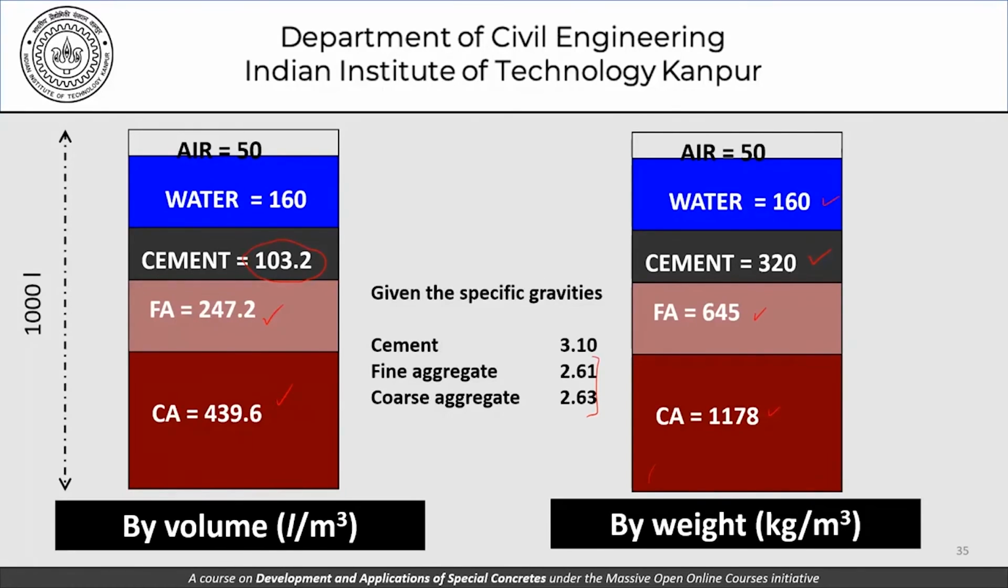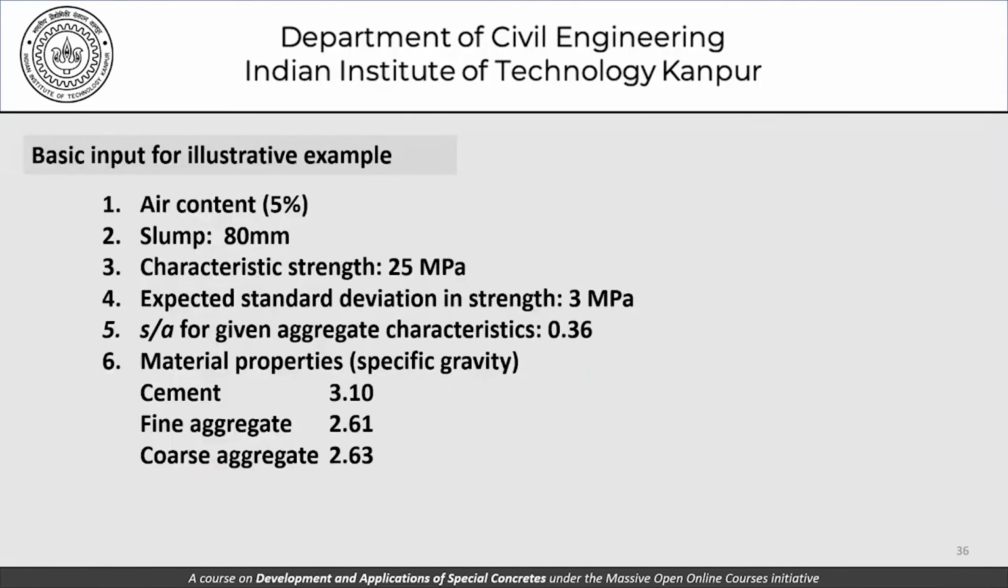So this is the proportion by mass or weight, and this is the proportion by volume. This is what we started with. We wanted an air content of 5%. We wanted a slump of 80 mm. We wanted a characteristic strength of 25 MPa, for which we determined the target mean strength to be 30 MPa, and we proportioned the mix using an S by A of 0.36 and these specific gravities.